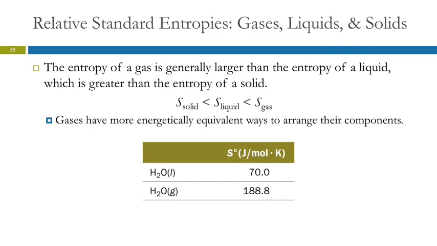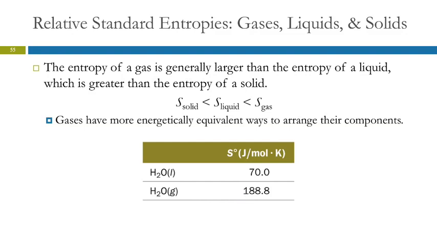So the state of matter matters. The entropy of a gas is going to be larger than for a liquid. The entropy of a liquid is going to be larger than the entropy of a solid. Gases have more energetically equivalent ways to arrange their components. Liquids have more ways than solids do, right? So different numbers of places that the energy can be put. If we look at liquid water, it has a standard molar entropy of 70. Water in the gas state, 188. So a lot higher.